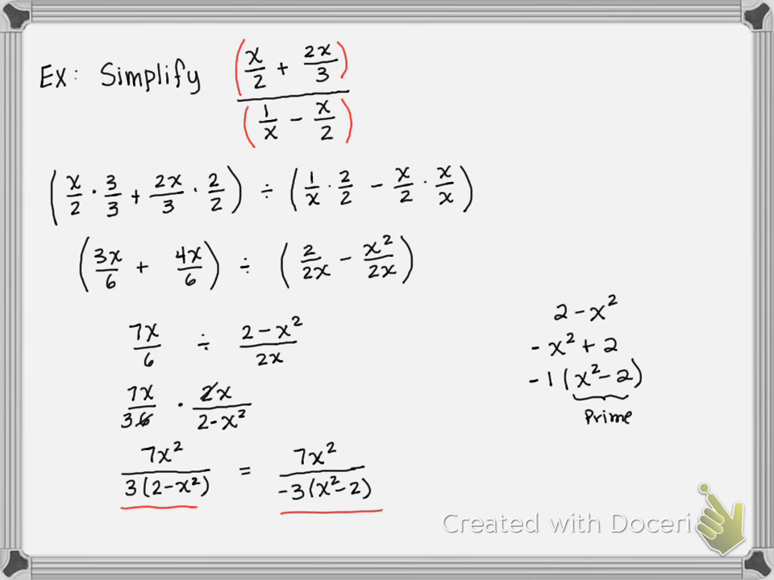And just remember that general rule: when you have addition or subtraction in the numerator or denominator of a fraction, that is automatically grouped as a single factor. So we can't do anything with the 2 or the x squared within that factor.